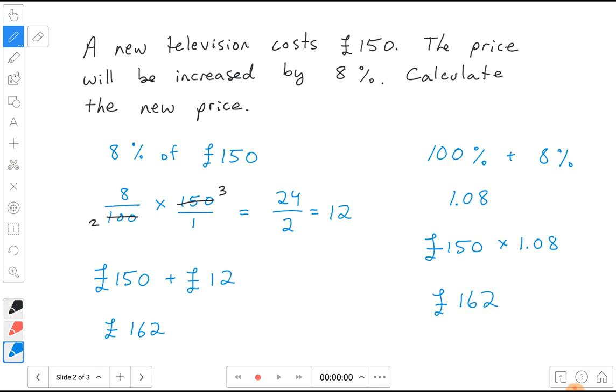Okay, so both methods work. This way we're calculating what is the increase, and then we'll add that to the original price. And here we're saying what's the percentage increase, and we'll just write that as one multiplication sentence to get the answer.